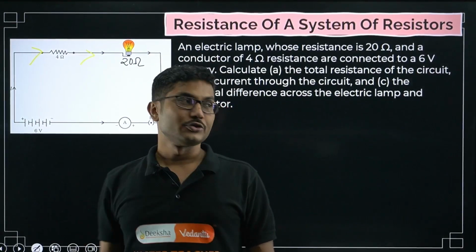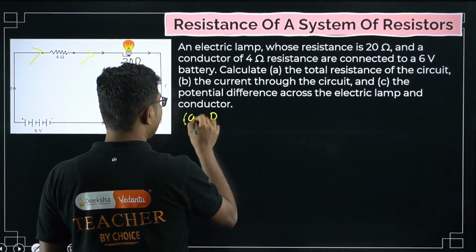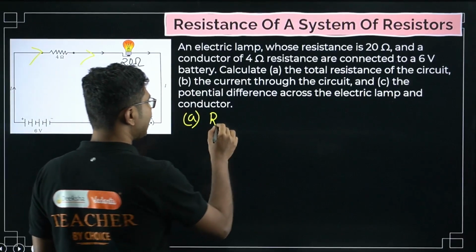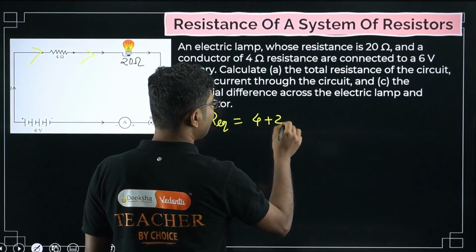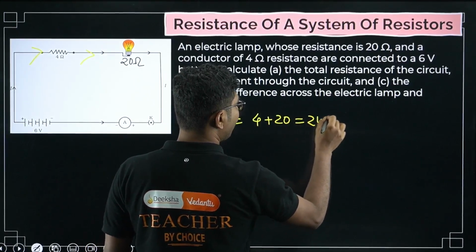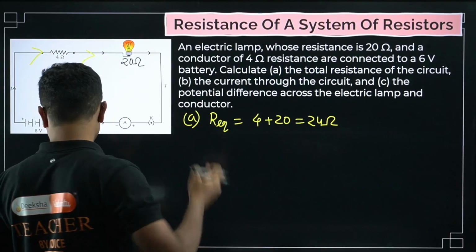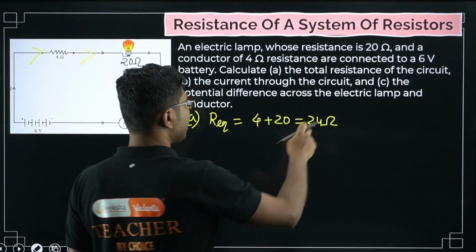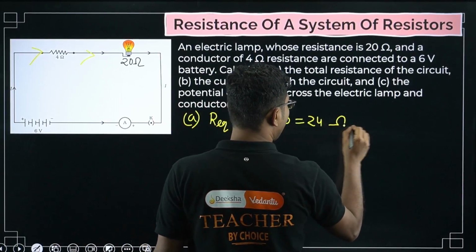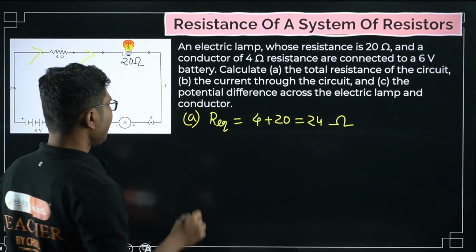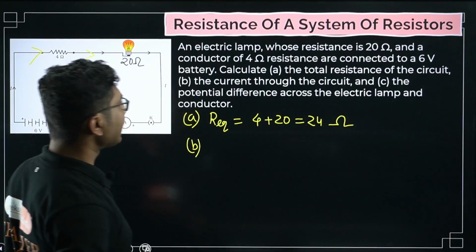in series. So in series combination, the equivalent resistance, part A, is basically simply adding them, 4 plus 20, that is 24 ohm. You must use the unit, don't forget about the unit. So 24 ohm is the equivalent resistance in this case. Now part B is what? Calculate the current in the circuit.